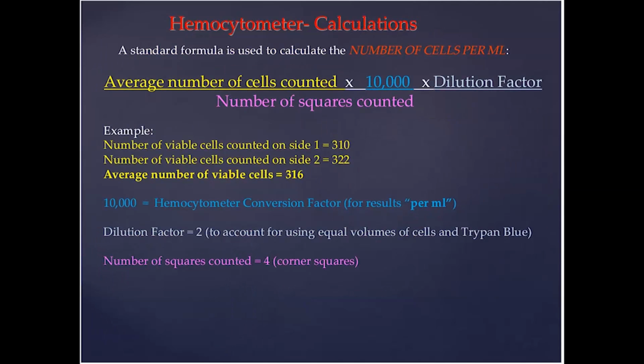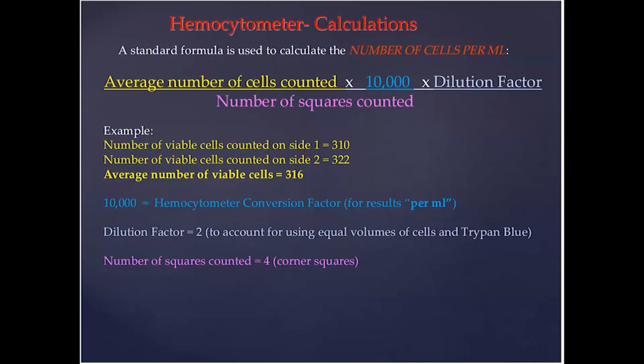Now, once you have your 2 counts done, the next thing is you actually have to use a formula to calculate the number of cells per milliliter of culture. In order to do that, you have to take the average number of cells counted. So you take the viable cells you counted on side 1. Let's say there were 310 cells on side 1. You also take the number of viable cells that you counted on side 2. In this example, 322. Those 2 numbers have to be in agreement within about 10%. Otherwise, you're going to have to reload and repeat your manual count on the hemocytometer.